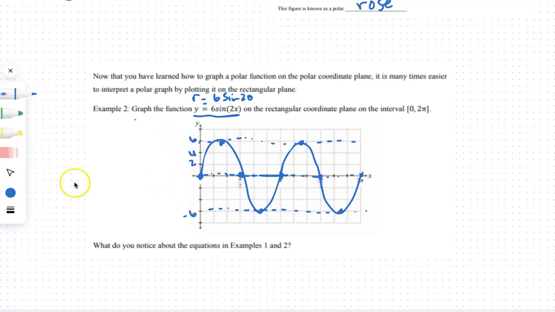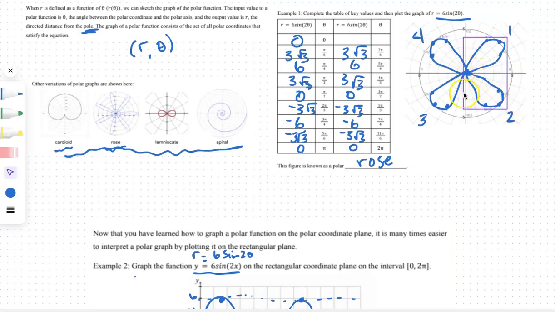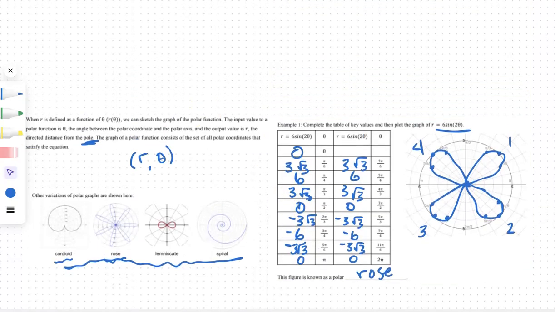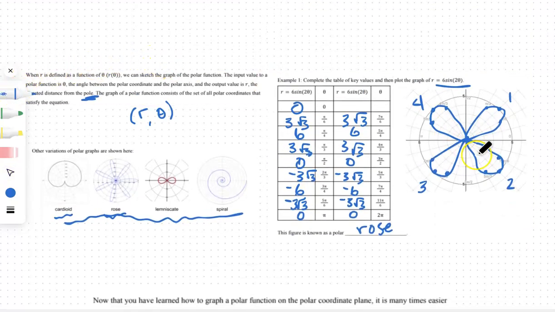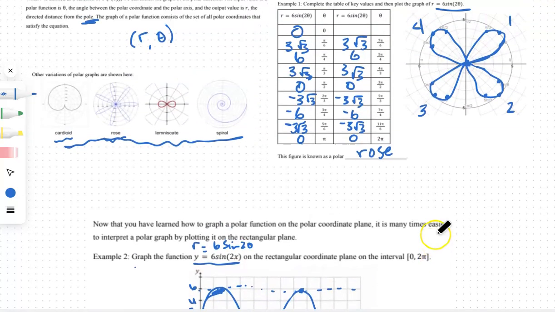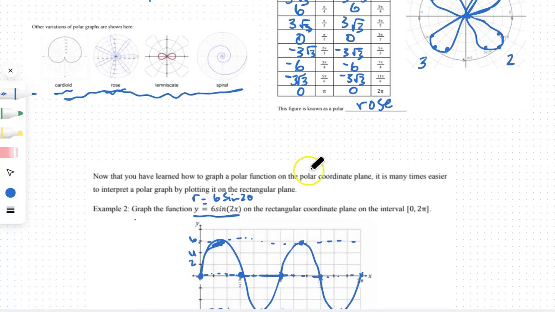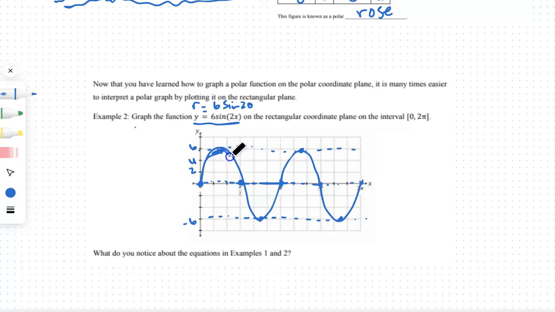For example, if I pull down the graph, on the polar graph, I started here and I moved outward. I moved away from the origin from 0 to pi over 4. Notice on the rectangular graph, I'm moving away from the x-axis on 0 to pi over 4. On the polar graph, I move toward the origin on pi over 4 to pi over 2. On the rectangular graph, I move toward the x-axis on pi over 4 to pi over 2.